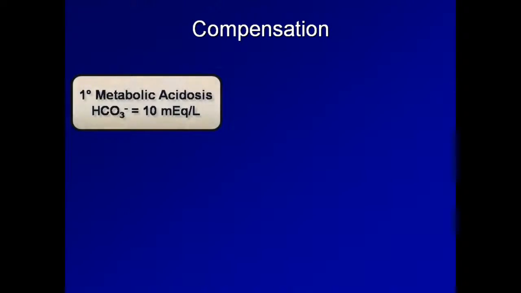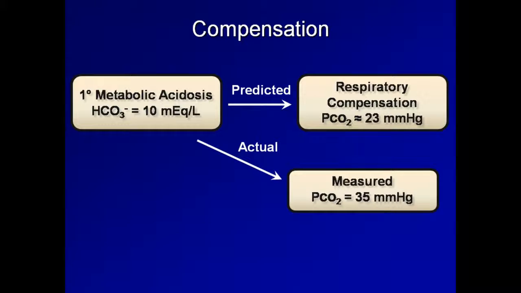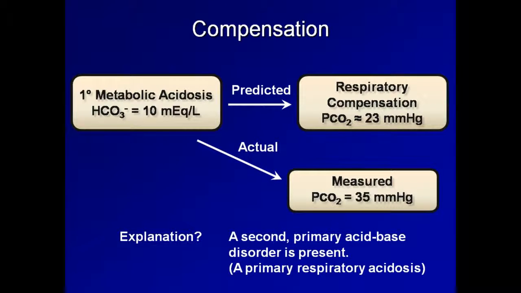For example, imagine you have identified the presence of a primary metabolic acidosis in a patient in whom the serum bicarb is 10 milliequivalents per liter. From an equation I'll show shortly, you would predict that the PCO2 should be approximately equal to 23 millimeters of mercury due to respiratory compensation. However, what if the patient actually has a PCO2 measured at 35 millimeters of mercury? What's the possible explanation? A second primary acid-base disorder must be present. In this particular case, since the PCO2 is higher than predicted, it is consistent with the concurrent presence of a primary respiratory acidosis.